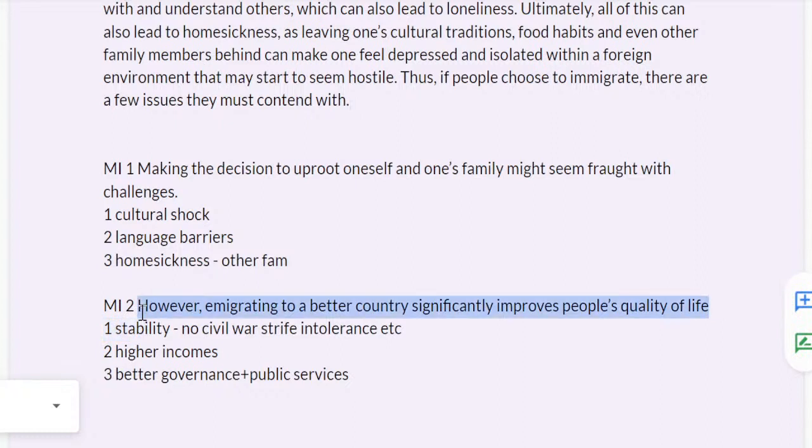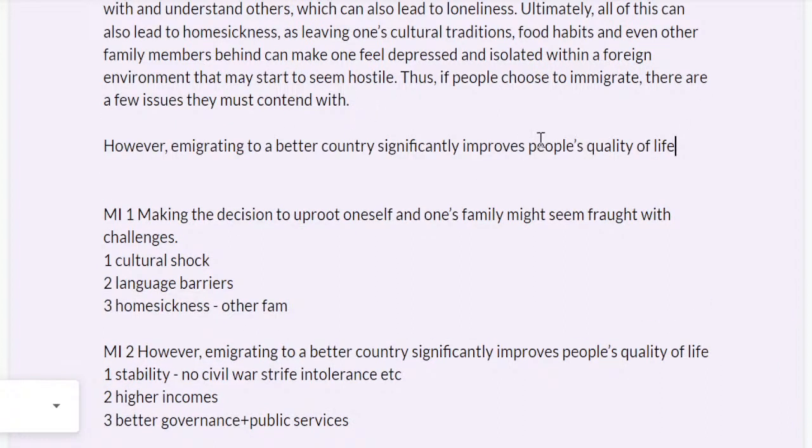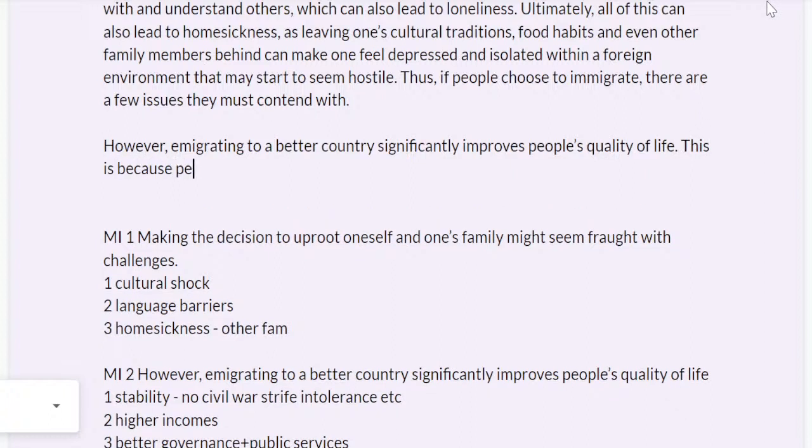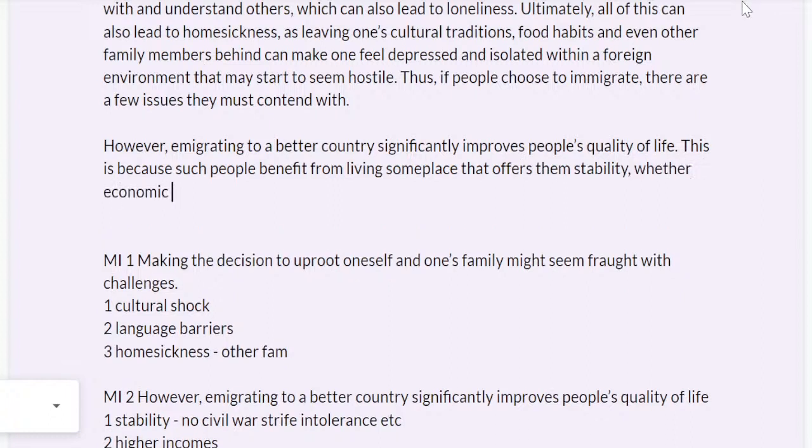improving people's quality of life. Immigrating to a better country significantly improves people's quality of life. This is because such people benefit from living someplace that offers them stability, whether economic or social, and a place that's free from civil war, strife, and intolerance.